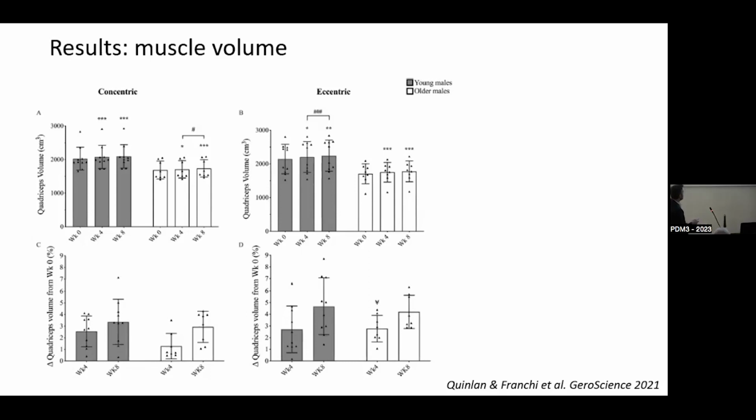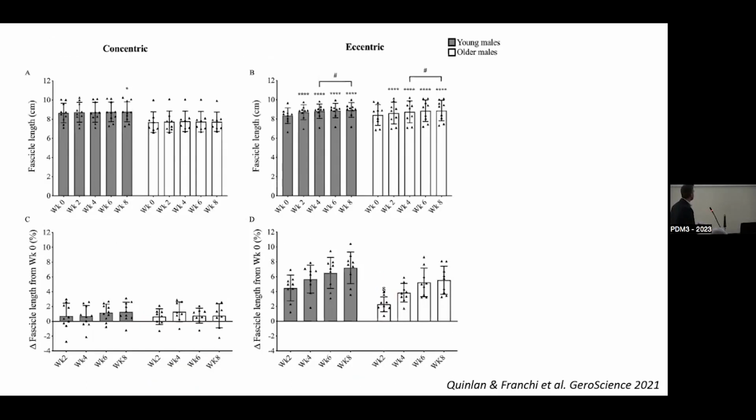Muscle volume presented an increase. We measured this by MRI, and it presented an increase in both groups. You can appreciate, though, that at week 4, in the older males, only for eccentric training, we had a greater increase and a greater response in muscle volume compared to the age-matched group doing concentric training.